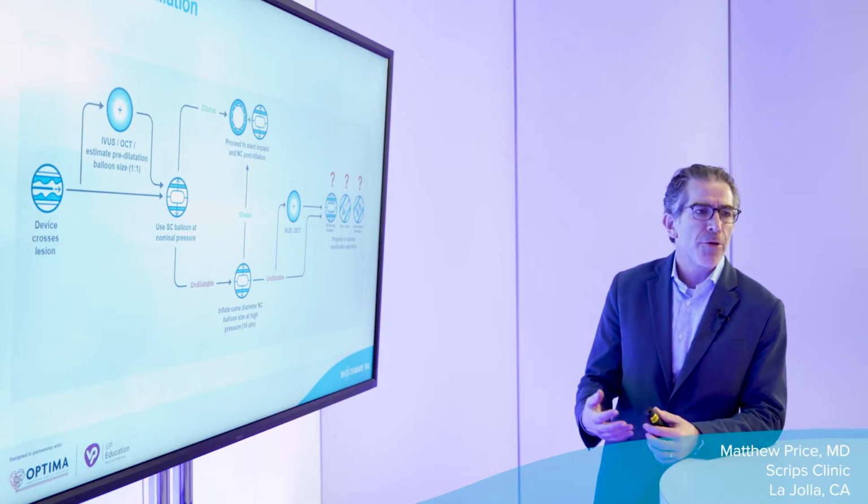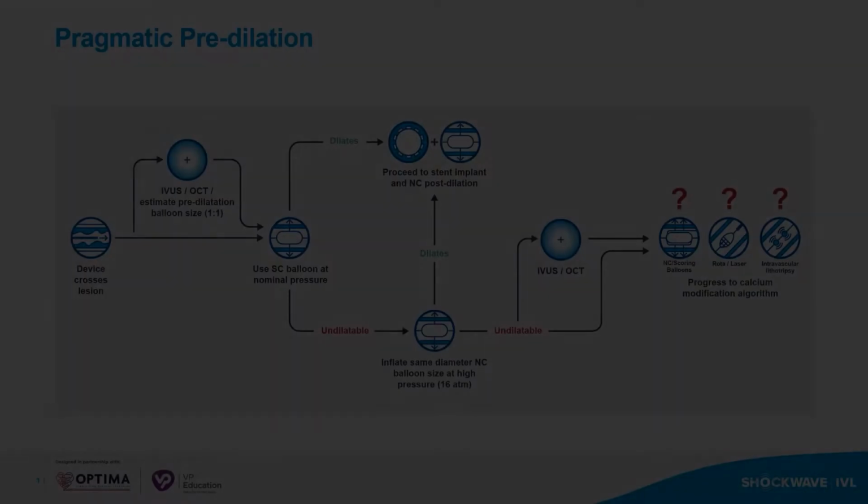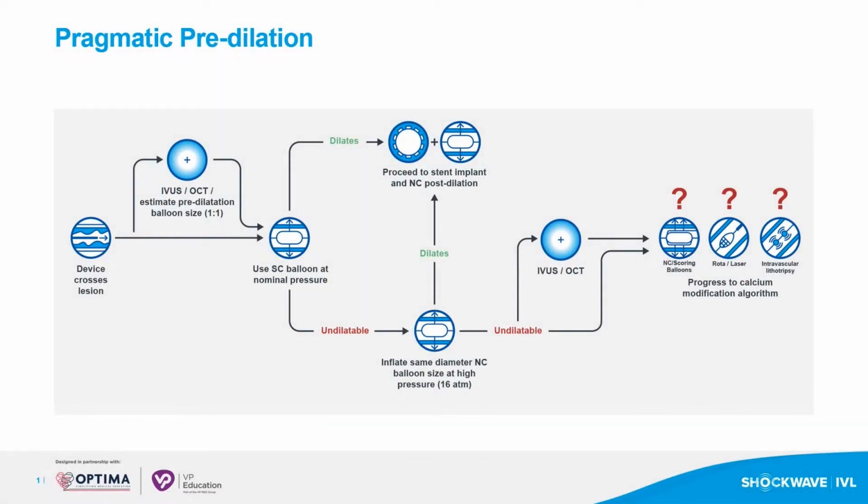First, if you have a device that can cross a lesion, like a balloon, you can either image up front, or you can try a non-compliant balloon to see if you get good expansion of the lesion, which should predict good stent expansion. If you do not have good expansion of the non-compliant balloon, there's a waist, you don't reach the full diameter of the balloon, that is when you know you can deliver a device. That is when coronary IVL may be most suitable in this pragmatic approach.